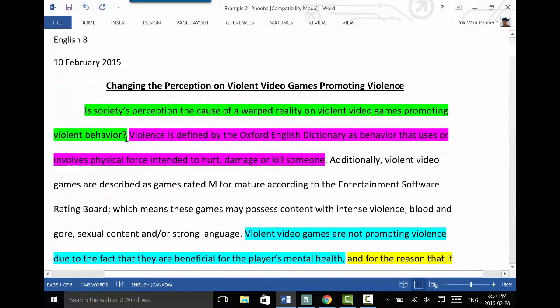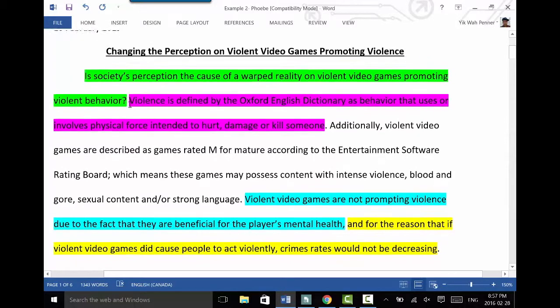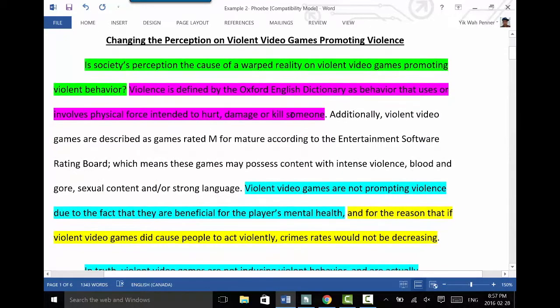She's asking a question that she is then going to answer over the course of her essay. Okay, so that's the hook. So start off with a hook. And then here we have a definition. So she goes into defining her terms.